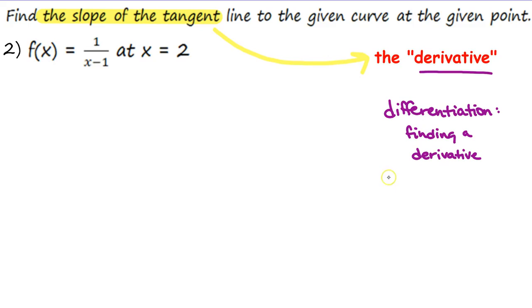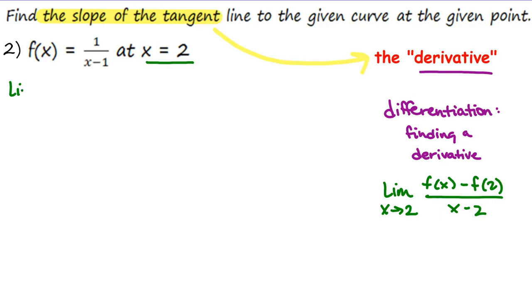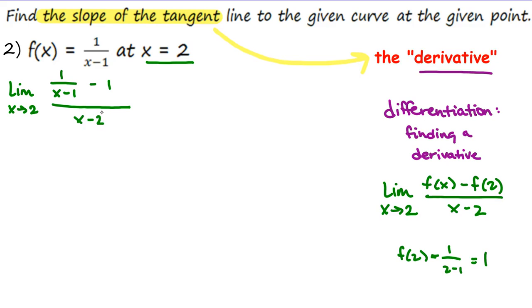So remember, it's going to be the limit, in this case, as x approaches 2, because that's the point we're interested in, of f of x minus f of 2 over x minus 2. So we're going to have the limit as x approaches 2 of f of x, that's our function, minus f of 2. Let's figure out what f of 2 is. F of 2 would be 1 over 2 minus 1, so that's 1 over 1, that's just 1, over x minus 2. So this should remind you of some of the limits you've done where you had fractions inside the fractions and you had to simplify. If you plug in 2 and do direct substitution, you're going to get 0 over 0.